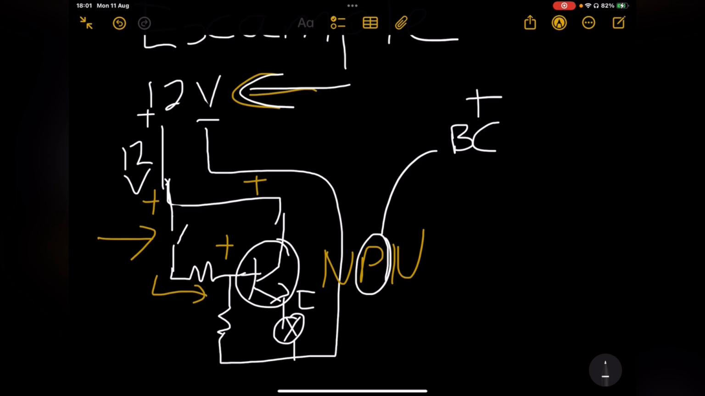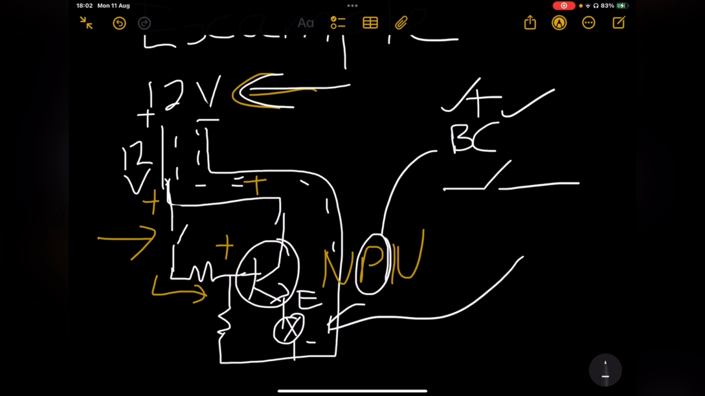E is technically over here, and it is tied to the negative, which is technically ground. And then the positive is tied to the collector, which checks out, and to the base through the switch, right? Which is the switch I put in. The reason I put the switch in is to basically switch the light bulb, which is over here.